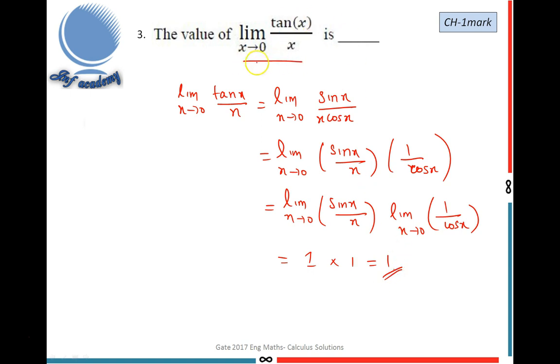This is also one standard result in limits. Limit x tends to 0, tan x by x equal to 1. The final answer is 1.